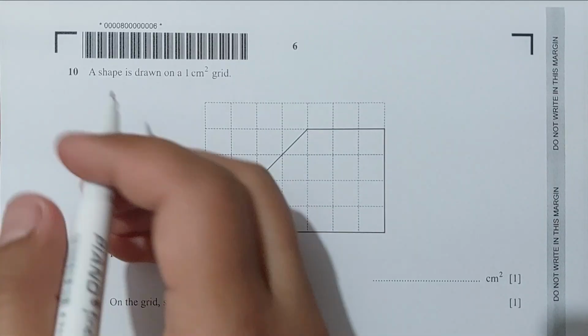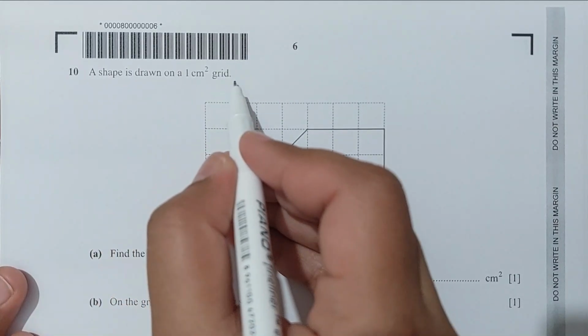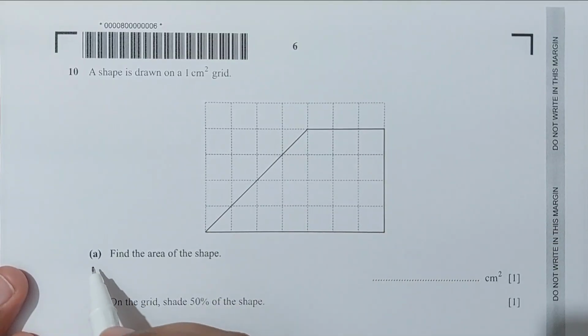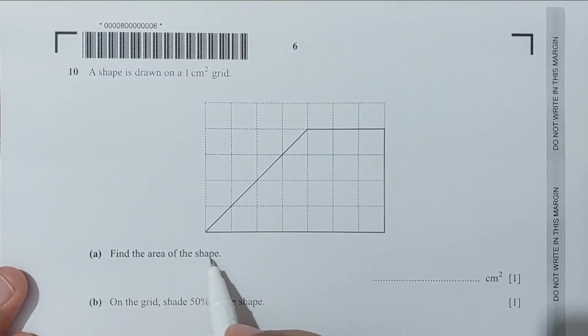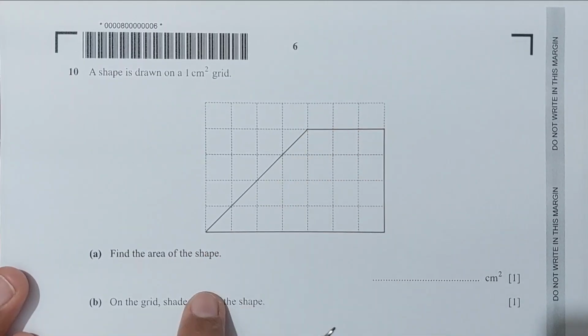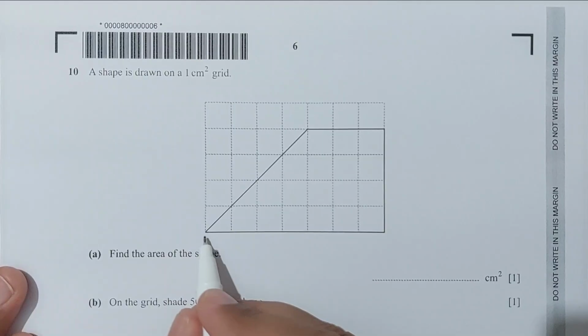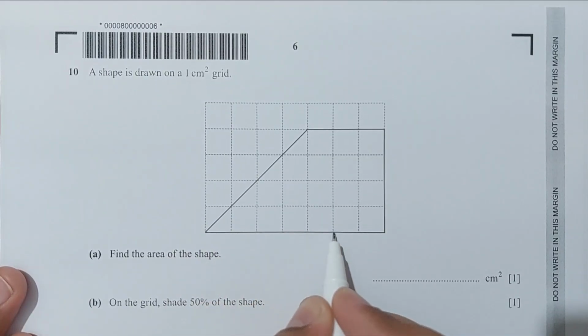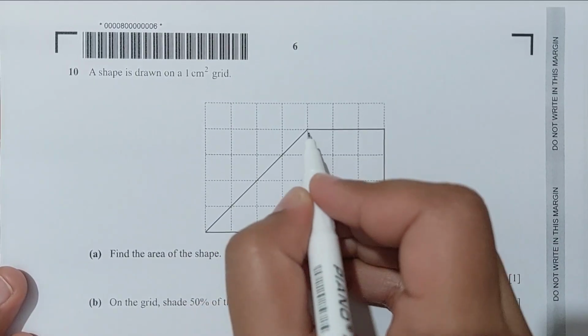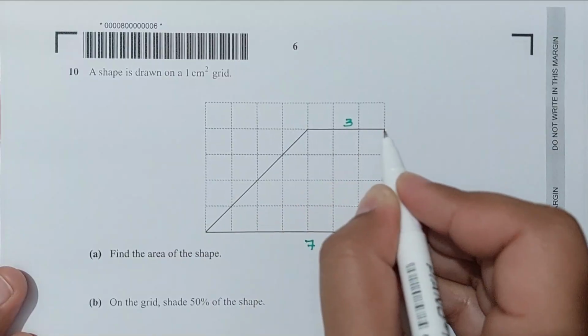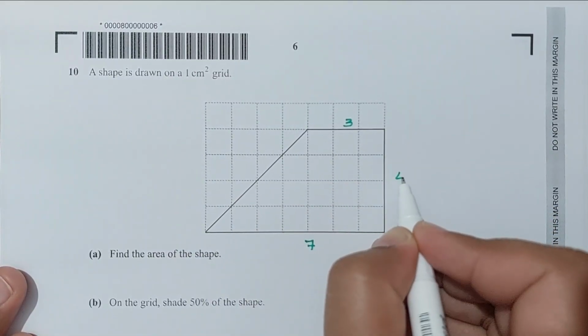Question number 10. A shape is drawn on a 1 centimeter square grid. That is the shape. Part A. Find the area of the shape. Okay, so you can see this shape looks like a trapezium. So to find its area, we have to use the formula for the area of a trapezium. This is 1, 2, 3, 4, 5, 6, 7. This is 1, 2, 3. And the height is 1, 2, 3, 4.